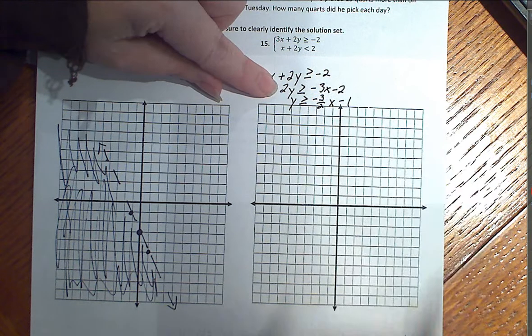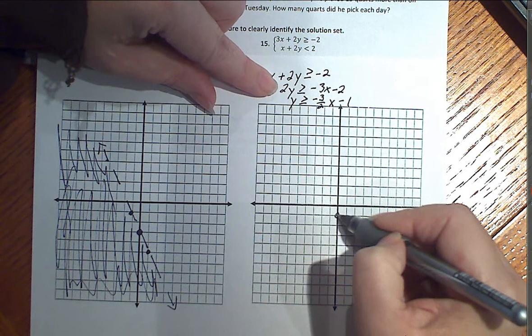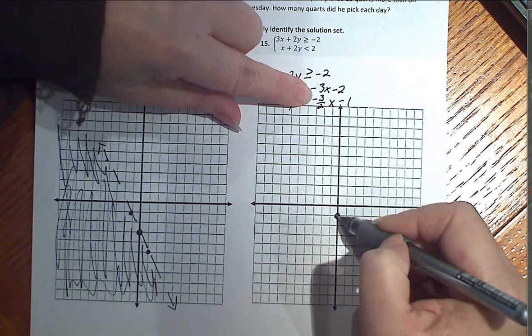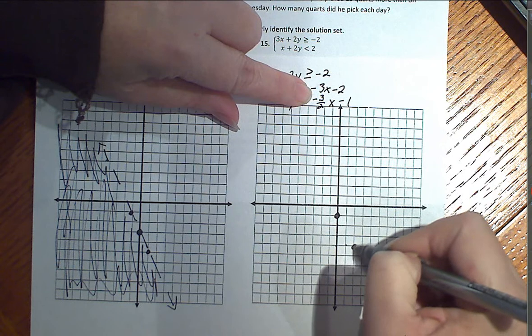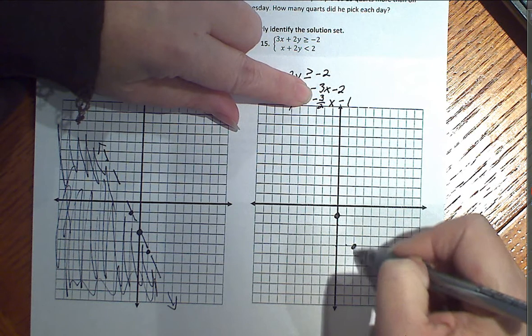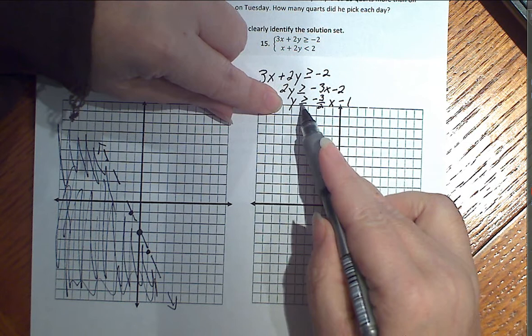So I'm going to go down to -1, put a dot, down 3, because rise, 1, 2, 3, and 1, 2 to the right. Same thing, 1, 2, 3, 1, 2. And it's a solid because that line's there, so it's a solid line.